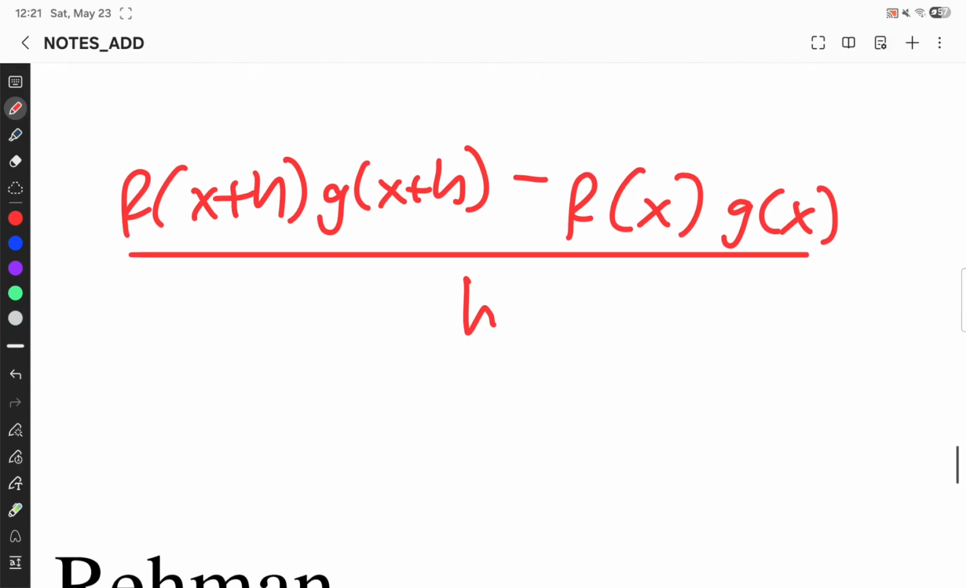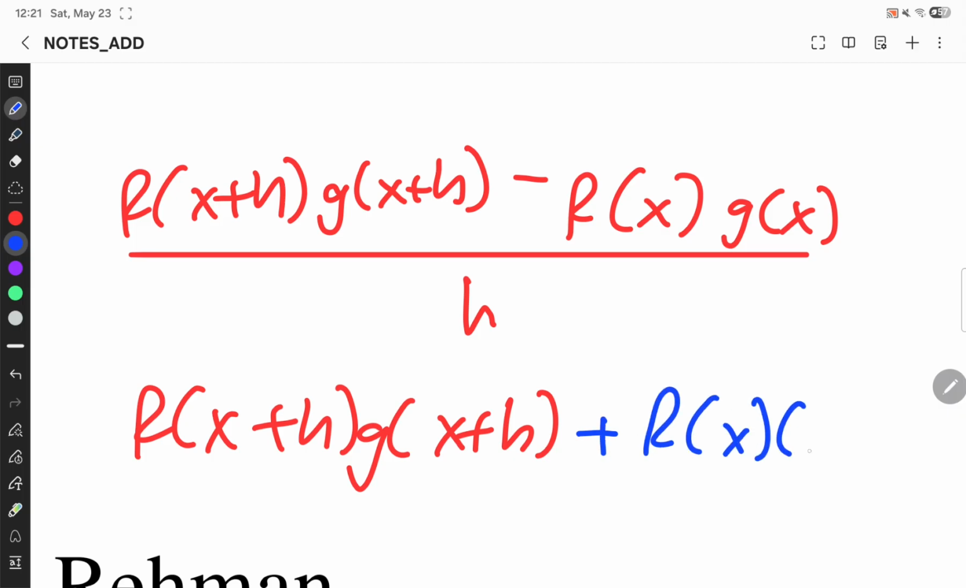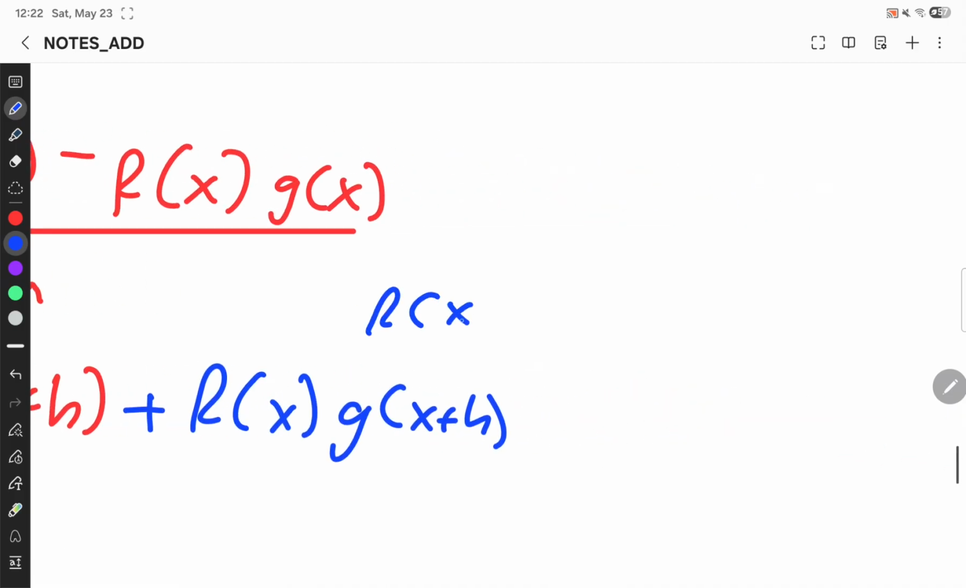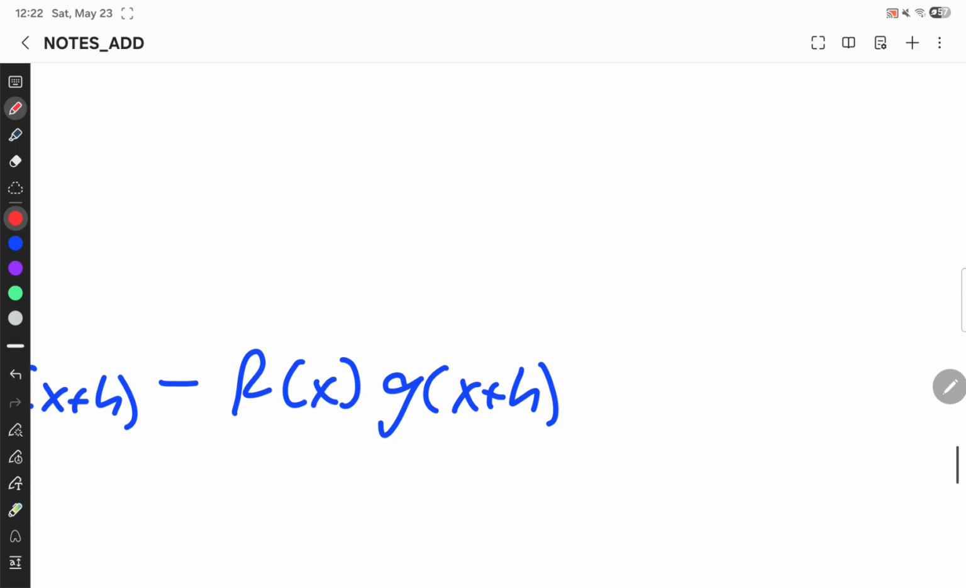You will add and subtract a term. What do we add and subtract? Well, we will add and subtract f of x, g of x plus h. You can do this for f of x plus h, g of x, but I'm going to go with this. We will subtract this as well, f of x g of x plus h. Why do we need to subtract it immediately? Well, to not change anything.